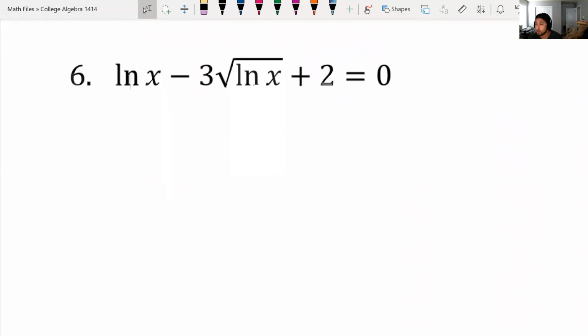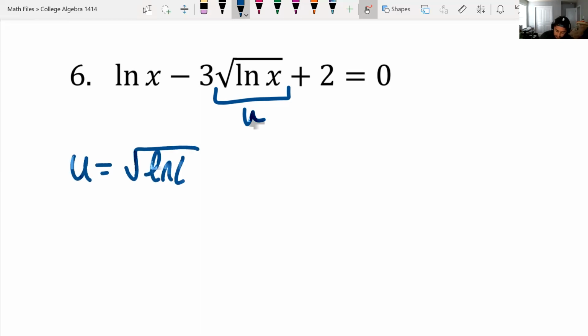6. Natural log x minus 3 square root natural log x plus 2. All right. Well, this should remind you of something that we learned in the very beginning of the semester. It's called U substitution. That's what we're going to use here. So remember that using U substitution, you'll let U equal the middle term's variable. Here we're going to consider the square root of natural log x as the middle term's variable. So U would equal the square root of natural log x.